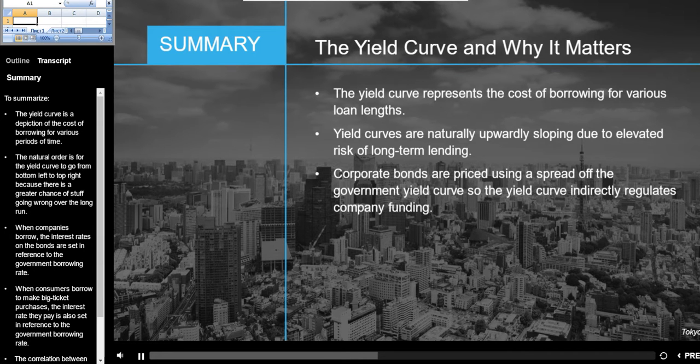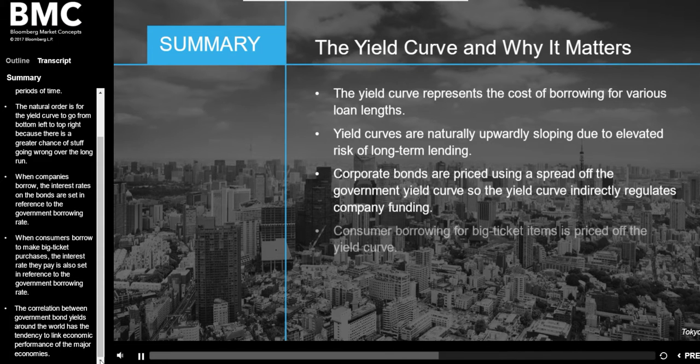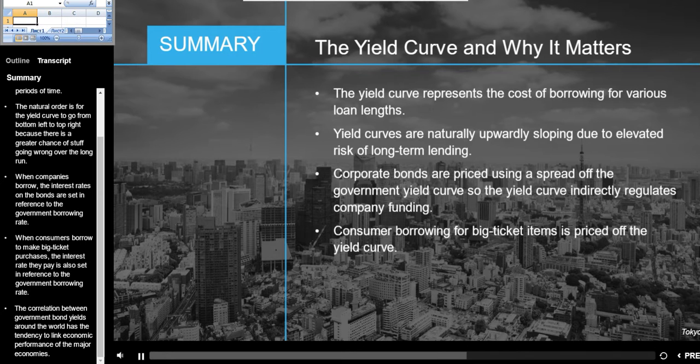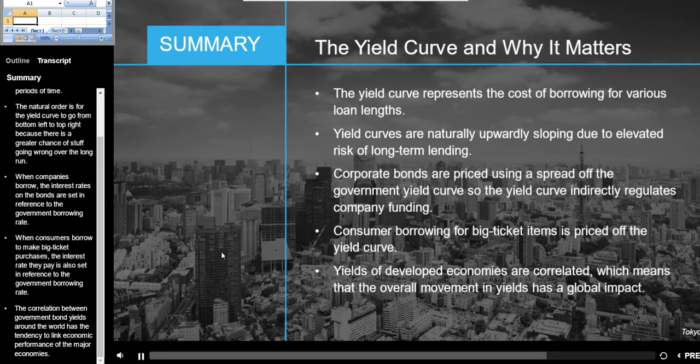When companies borrow, the interest rates on the bonds are set in reference to the government borrowing rate. When consumers borrow to make big-ticket purchases, the interest rate they pay is also set in reference to the government borrowing rate. The correlation between government bond yields around the world has the tendency to link economic performance of the major economies.